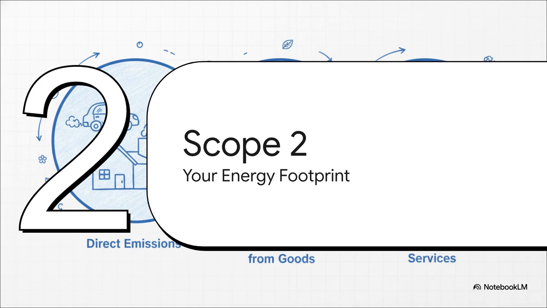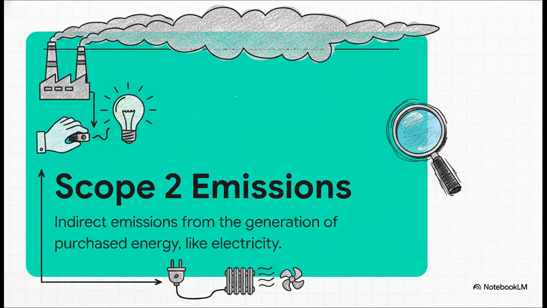Let's move on to scope 2. Now this one is kind of one step removed. These are the emissions that are created for you to generate the energy you buy and use every single day. Think about it. When you flip a light switch, you're not actually burning any fuel inside your house, right? But somewhere, a power plant is. Those emissions from that power plant, they get added to your scope 2 footprint. It covers all the electricity, heating, and cooling that you buy from a utility company.